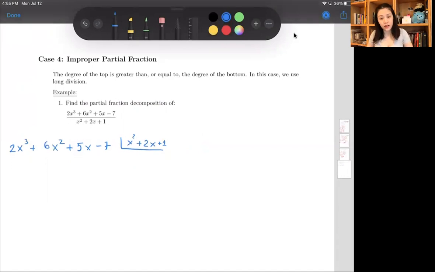Now we're going to long divide. First of all, we take the first term, 2x cubed, divided by x squared. So 2x cubed divided by x squared is 2x. Then you multiply it back to the divisor. So 2x times x squared is 2x cubed, 2x times 2x is 4x squared, and 2x times 1 is 2x.